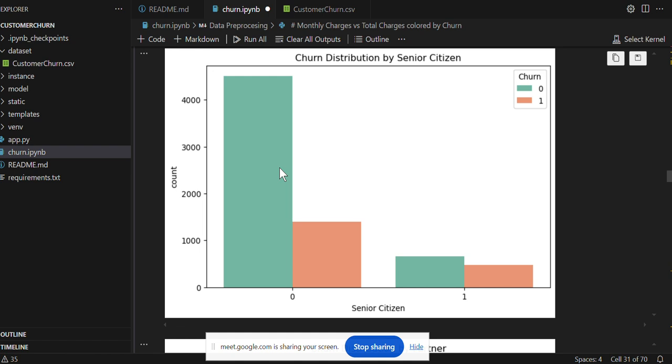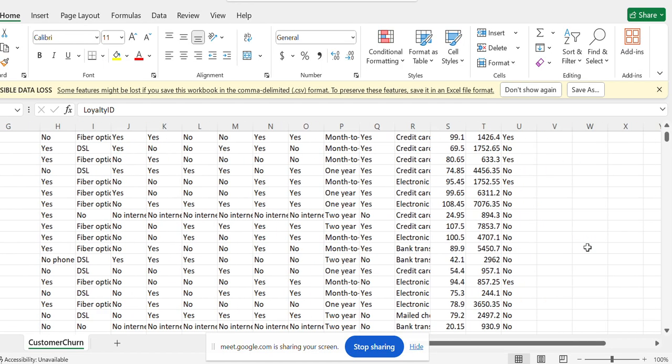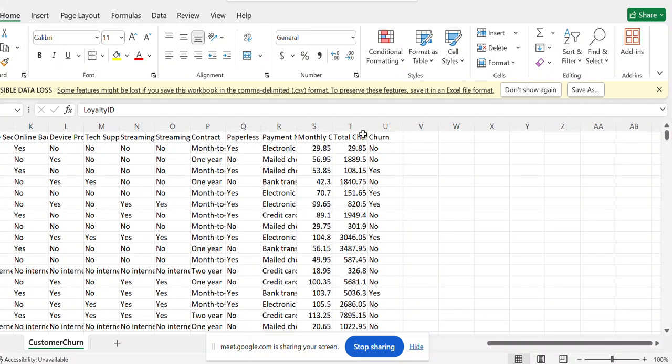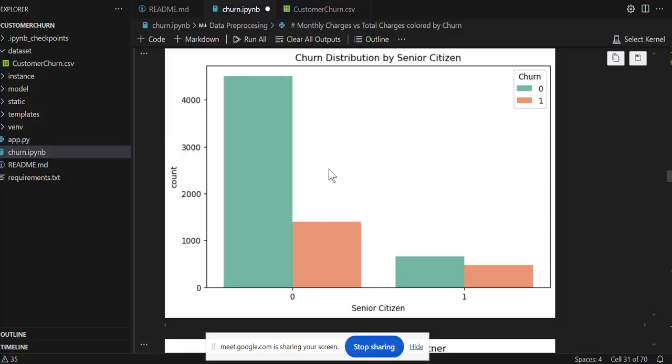Yes, that one is from the data set. If you look at it, we already have churn and non-churn here. Look at the churn column here. We already have the yes and no here. So that is what we are visualizing here with respect to senior citizen. But my question is that senior citizen has two classes. Go back to your data set.